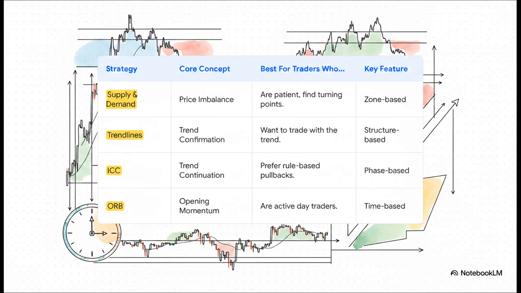This table really brings it all together. So if you're a patient trader, someone who likes to find those major market turning points and wait for the price to come to you, then supply and demand is your game. If you're someone who just wants to trade with the flow and ride the big waves, then trend lines and ICC are for you. Trend lines give you the overall structure, and ICC gives you the specific rules for getting in. And finally, if you're an active day trader who can be there for the market open and you love speed, then ORB is the tool for you.